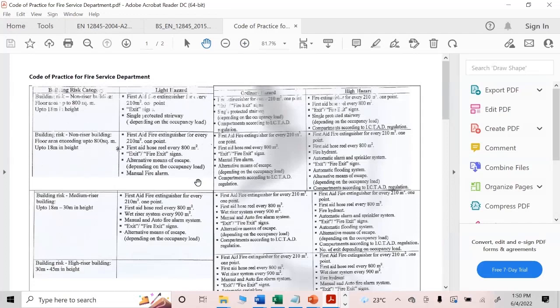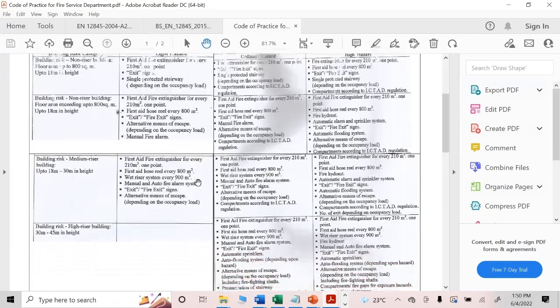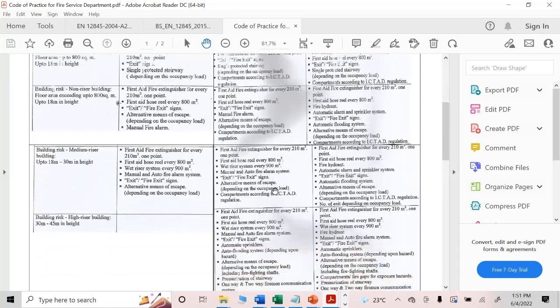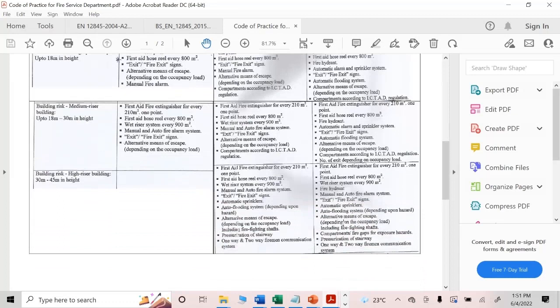And if it is a light hazard, these are the things that you need. You have to have a fire extinguisher for every 210 square meters of area, and a fire aid hose reel for every 800 square meters of area. And you have to have exit signs, alternative means of escape, and a manual fire alarm system, if the building is a non-riser building and the floor area is up to 800 square meters. But if it is a high-rise building with a height of 30 meters to 45 meters, and if it is a medium or ordinary hazard level, then you have to have extinguishers, hose reels, wet risers, manual fire alarm systems, automatic fire alarm systems, automatic sprinkler systems, auto flooding systems, alternative means of escape, pressurized stairways, and many things.